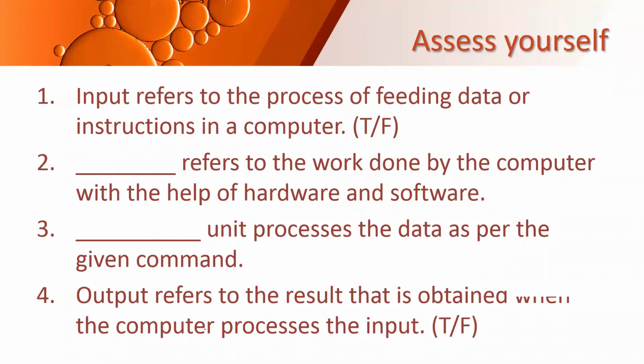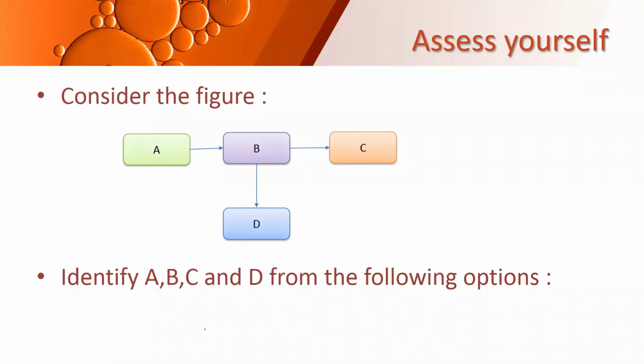In this, I think the answer is true. Now consider this figure. Identify A, B, C, and D from the following options. Over here, the options I have not given you. Let me give you the options. Or you could yourself identify and tell me. A could refer what? Input. C can refer output.